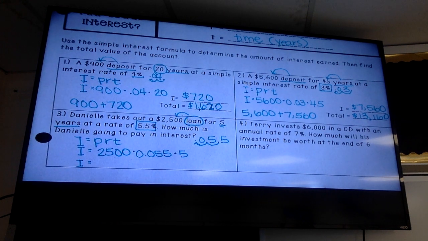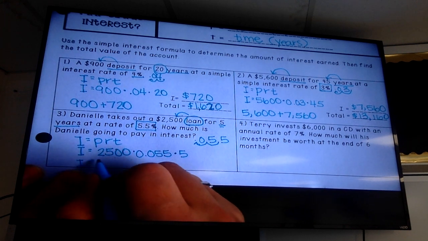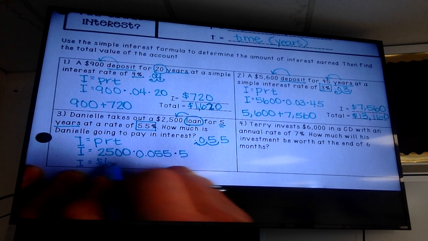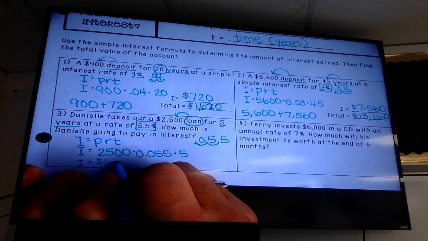All right, so we're going to do 2,500 times 55 thousandths, 0.055, times 5 years. Now, I'm going to get a decimal answer, but remember, we're talking about money here, so we need to go out to the hundredths position.